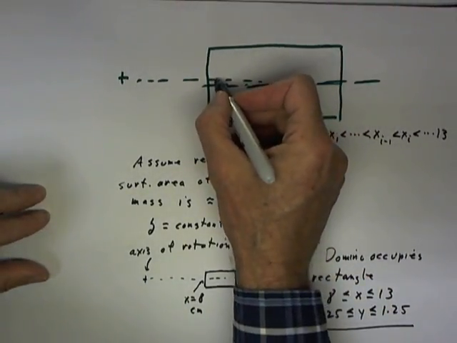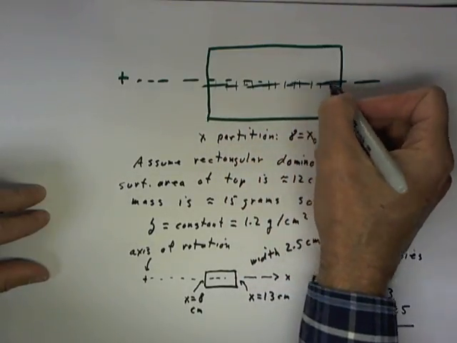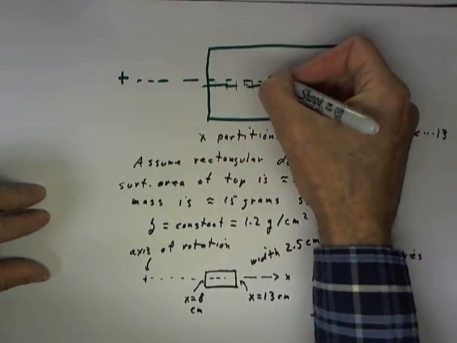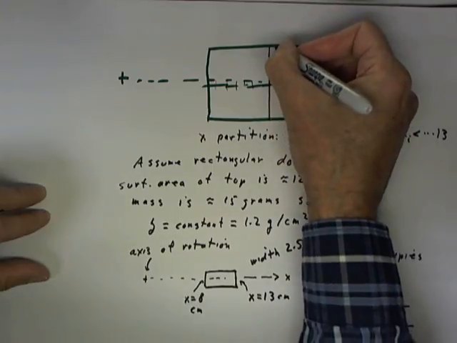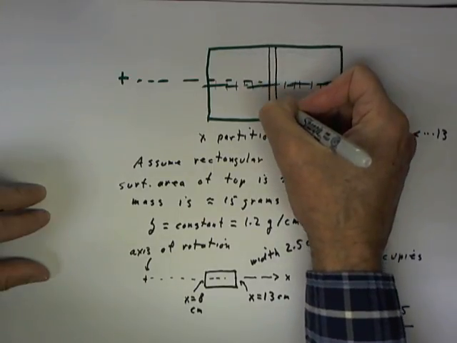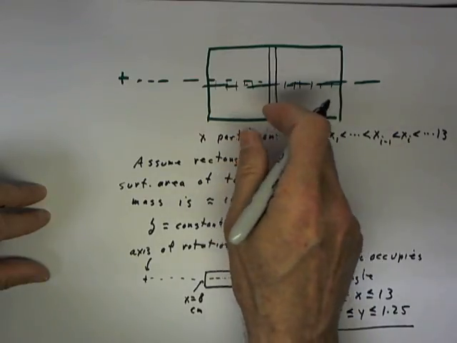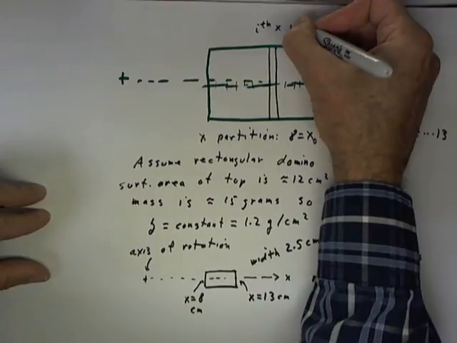So we've essentially broken the x-axis into a bunch of intervals, and we've in the process implicitly broken the domino into a bunch of vertical strips, this being a typical strip, and let's call this the ith x interval.